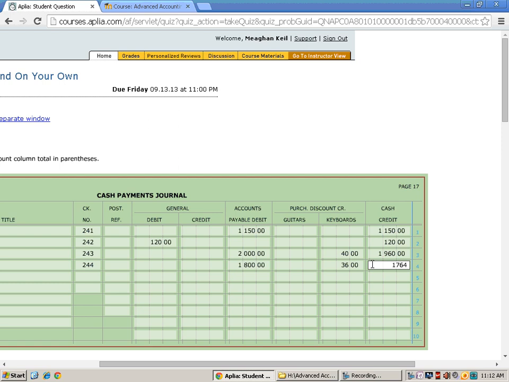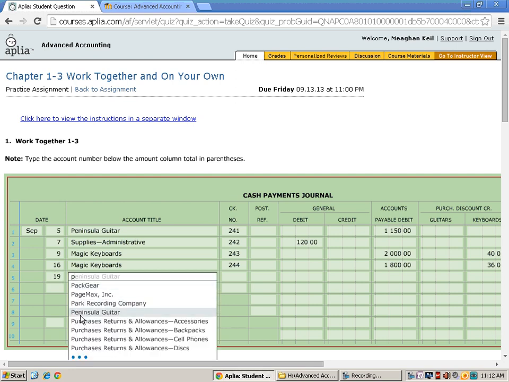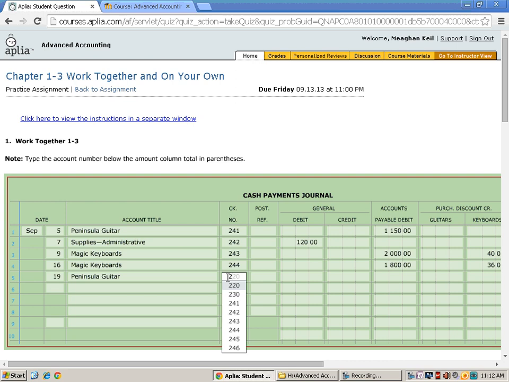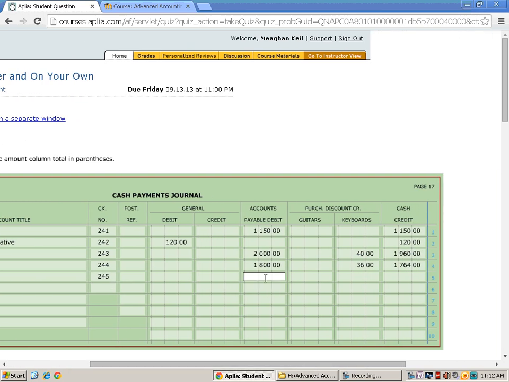Okay? Our next transaction then is on the 19th. We paid cash on account for guitars to Peninsula Guitar, covering purchase invoice $359 for $16.80, no discount, check number 245. So we're paying Peninsula Guitar. We wrote check 245. We didn't get any discount. We're just paying off what we owed them, which was $16.80.